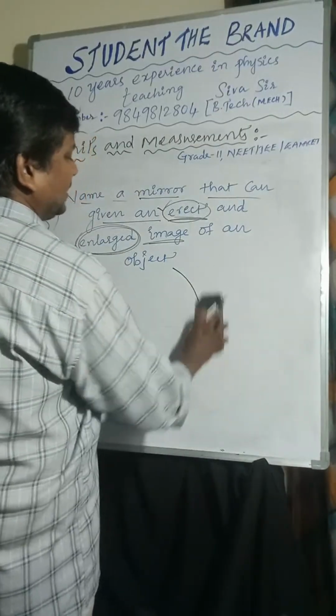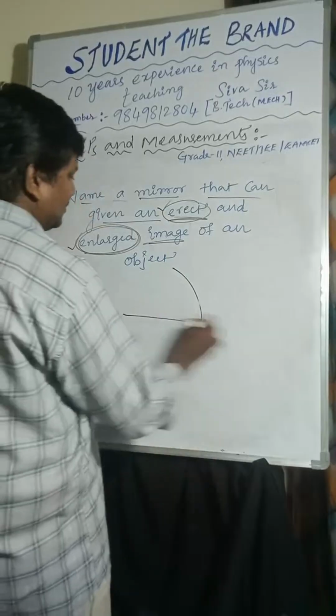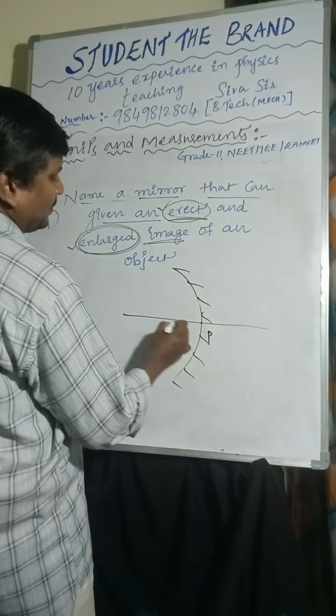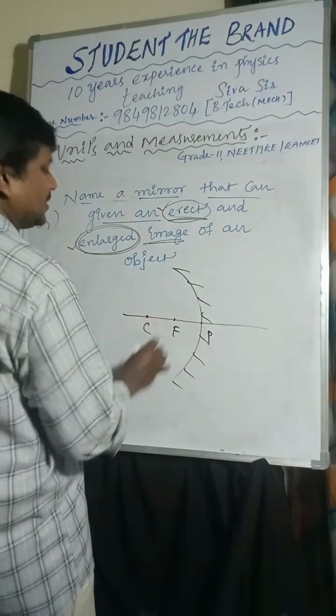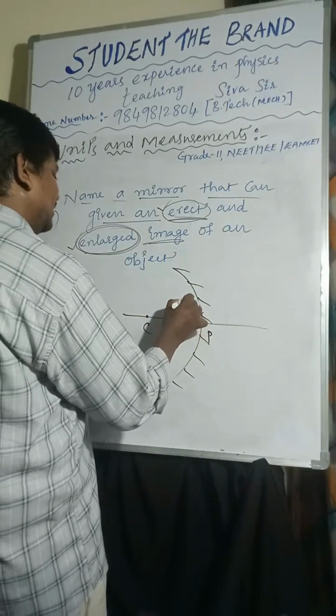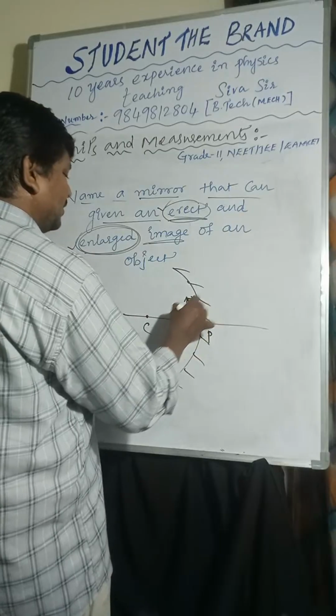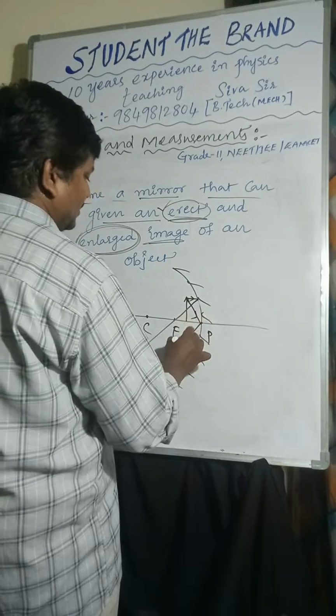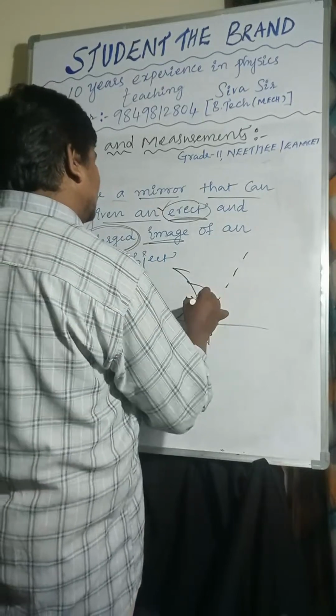So here you can see a concave mirror. I'm marking the pole, focus, and center of curvature. If you place the object between focus and pole, one light ray I'm taking like this, and another light ray like this. Many questions will come on this topic.